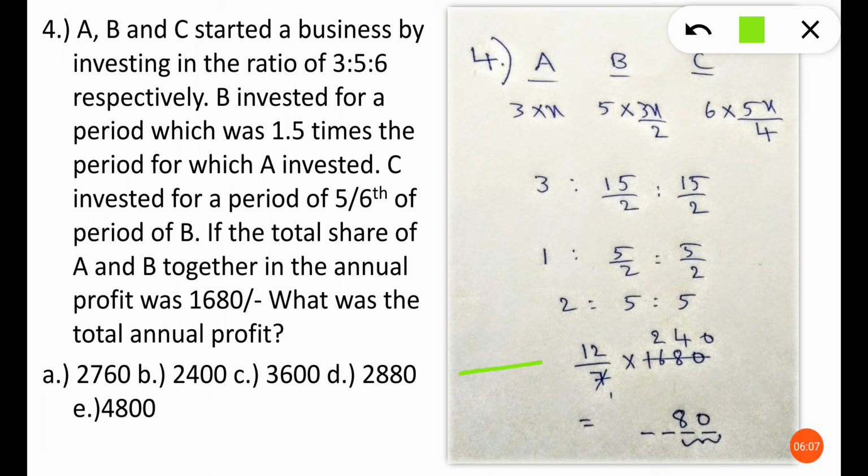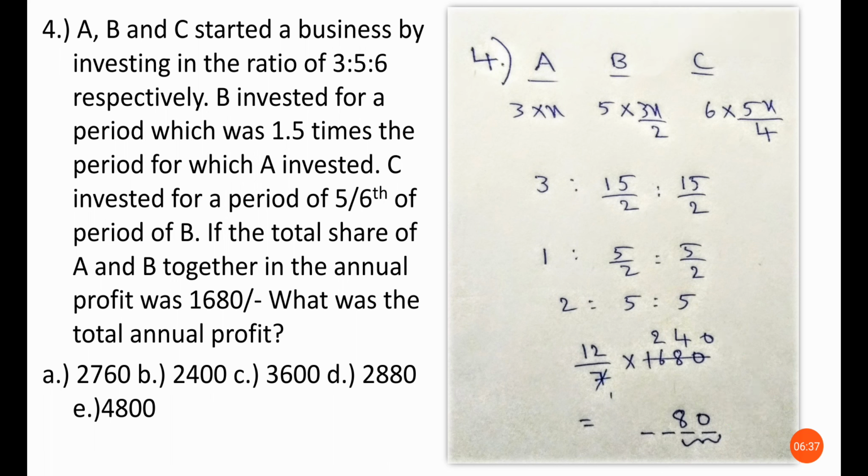So 12 by 7 into 1680. 7 ones are 7, 7 twos are 14, 7 fours are 28, and the last digit is 0. Don't multiply completely. See here, 12 zeros are 0, 12 fours are 48. That means in the units and tens place we got 80. So the right option is the answer which is ending with 80. Among all the options, only one option is ending with 80. Option D is the right answer, 2880. Instead of doing the entire multiplication, we can do it only for two places or one place, and we can get the answer.